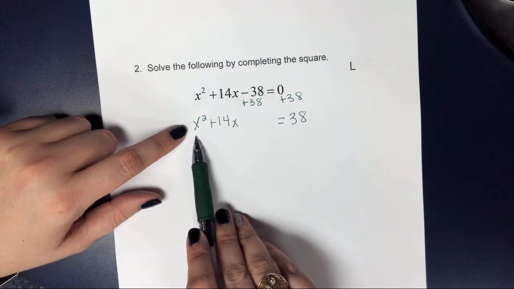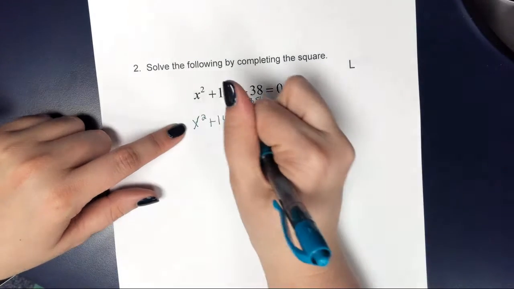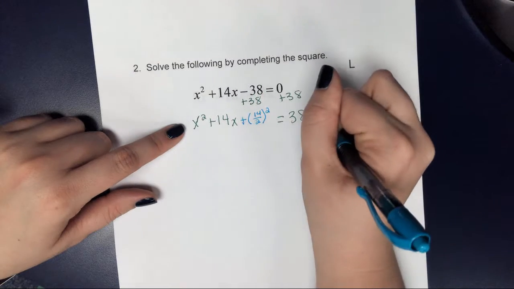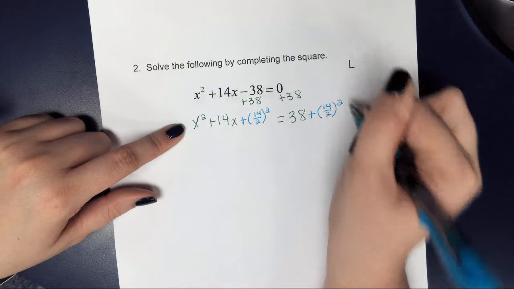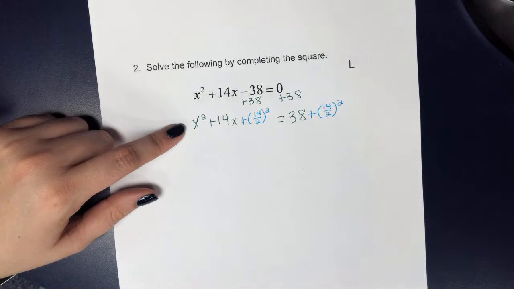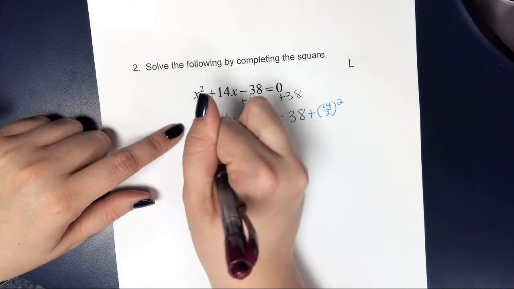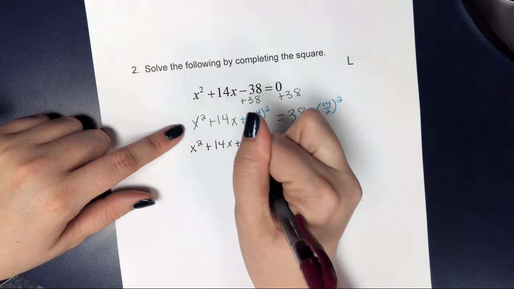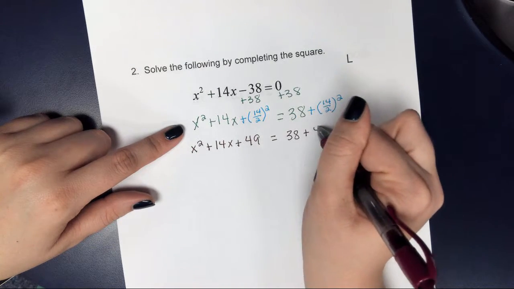I'm going to look, is this 1? Yes, it is. There's no number in front of it. So now all I've got to do is add 14 divided by 2 squared. And whatever I do to one side, I'm going to do to the other as well. So now that I have that, I'm going to simplify down x squared plus 14x. 14 divided by 2 is 7. 7 squared is 49. So plus 49 equals 38 plus 49.